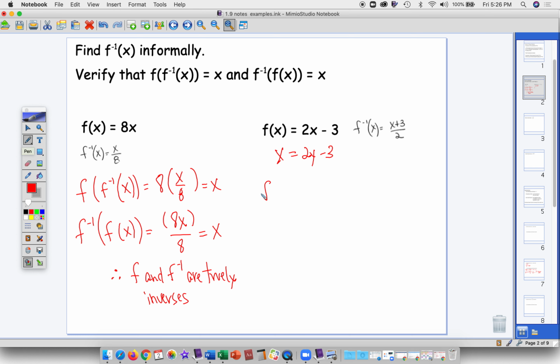So now I'm going to verify that they are inverses. And I'm going to start with the f function, 2 times something minus 3. That something is x plus 3 over 2. The 2's reduce, and I'm left with x plus 3 minus 3, which is equal to x.